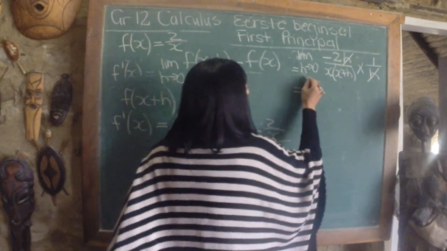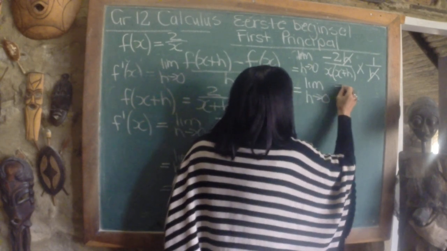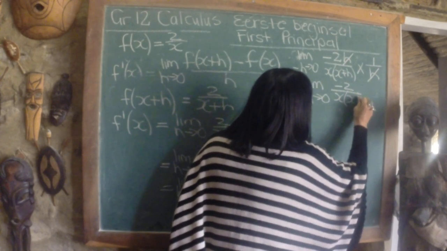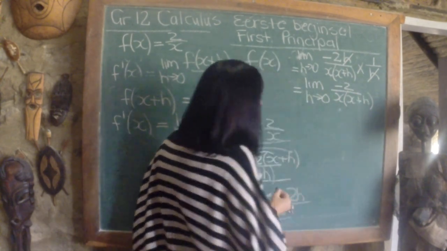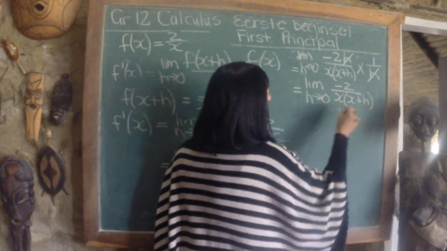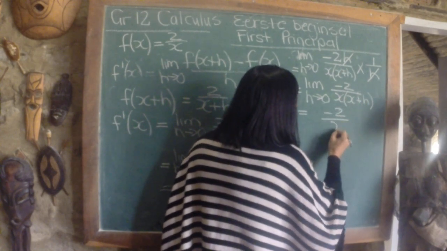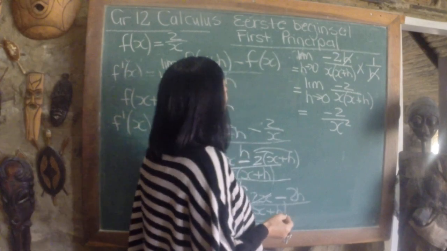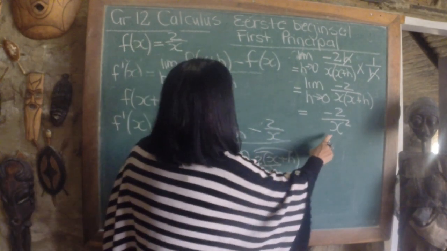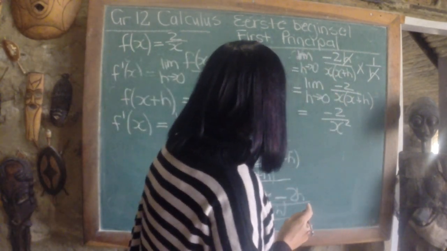So what's left? I've got the limit of h striving to 0 of minus 2 on x times x plus h. Okay, now I'm substituting my limit. Ek sit die 0 in haar se plek in. So ek het minus 2 op x maal x, wat x kwadraat is. En dit is die afgeleide, the derivative of 2 on x.